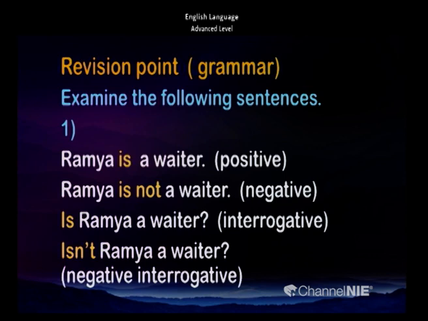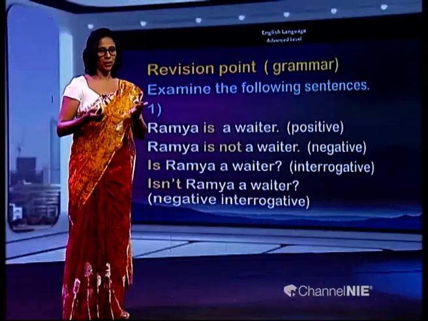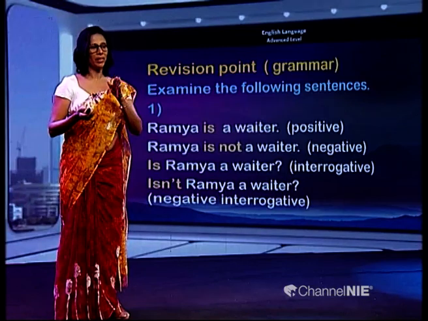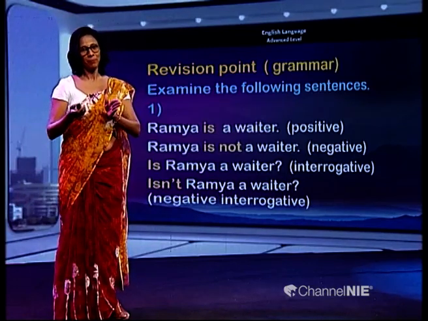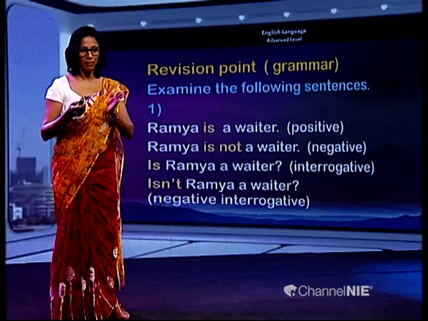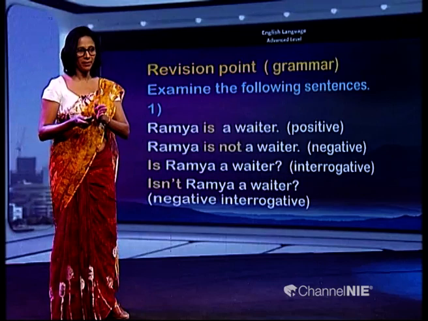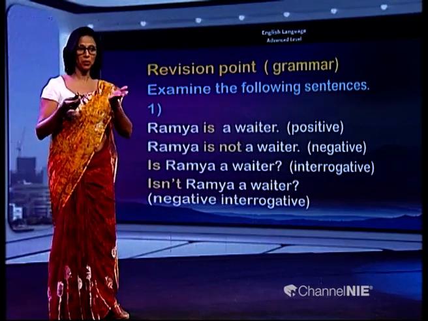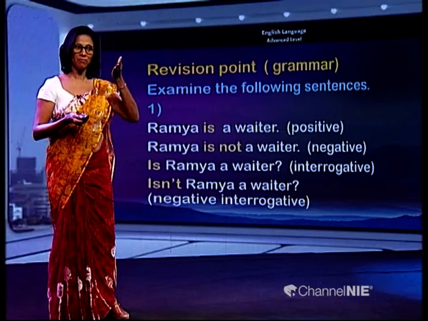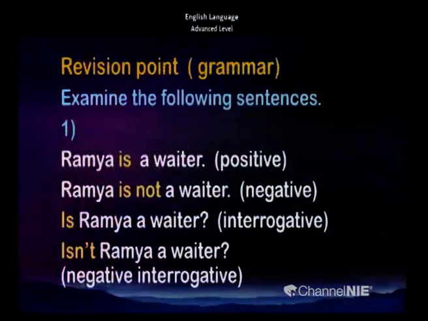Then we have to ask questions. The previous activity was asking questions and giving answers, right? So I wanted to help in forming questions. Basically we can take some ideas on how to do it grammatically. I am going to show you. In the first positive sentence, the verb is just after the subject. Now what has happened to the verb in question formation? It has come first. Is Ramya a waiter? That is known as interrogative or question form. Then the negative question: isn't Ramya a waiter?